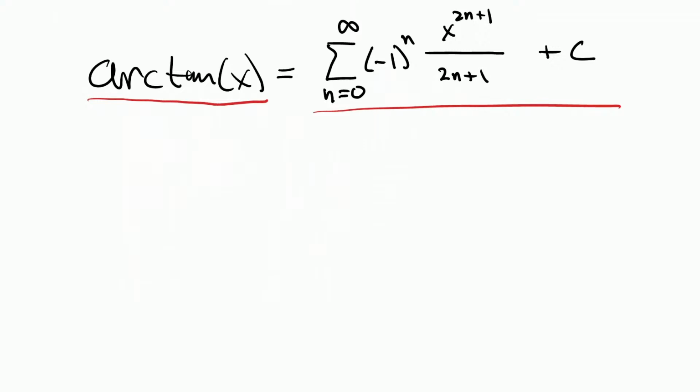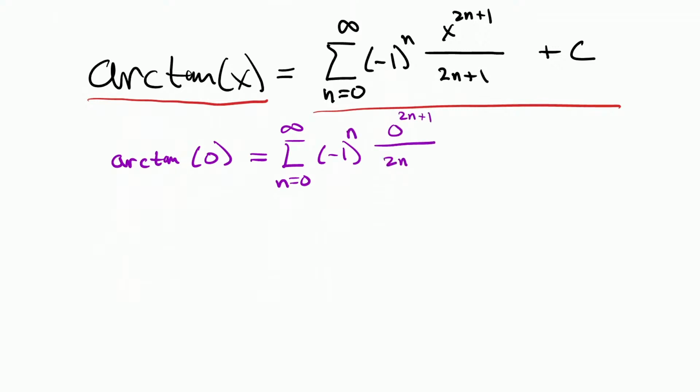But you could do it for any value of x you like, but I want to pick a very special value of x, and that is 0. So always pick something that will be nice and easy for you. So let's do the arctan of 0, and that would equal the sum, where n goes from 0 to infinity, of negative 1 to the n times 0 to the 2n plus 1 over 2n plus 1 plus c.